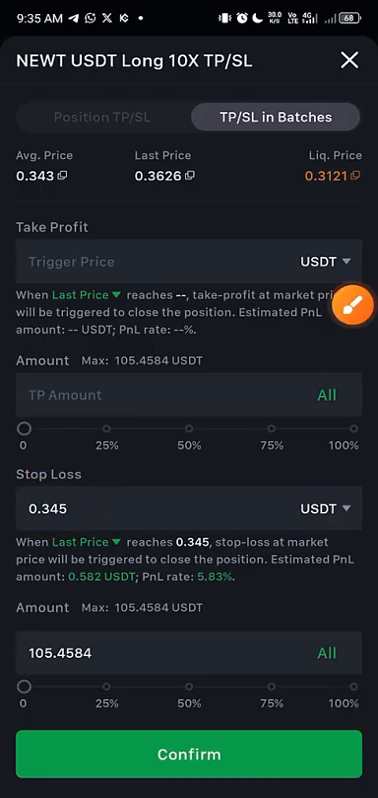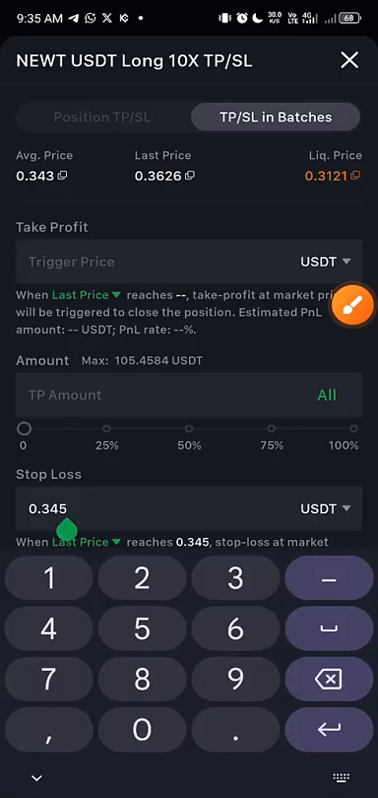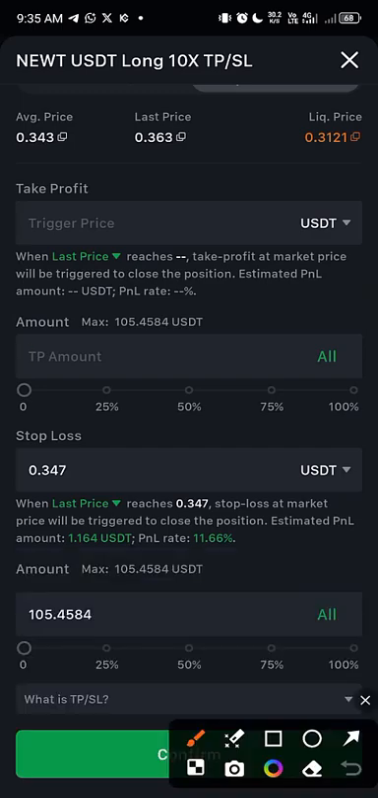So you've checked the price, it's at 0.347. So you come here and put 0.347. So once you type it like that, you will now see that you have moved your stop loss into breakeven. You can see the price here. It says your PNL rate is 11%, and what you're earning is $1.16. So if it comes back and hits my stop loss at that point, I'm no longer losing money. Rather, I'll make at least $1 from this trade. That is what it means.